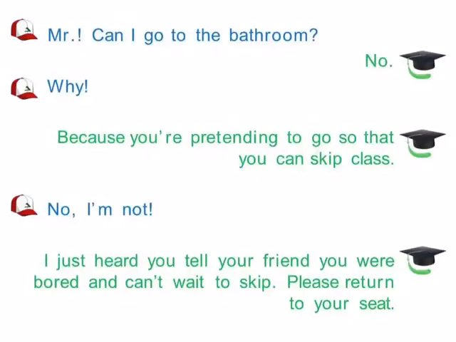So let's look at an everyday example. Take a look at this seemingly common conversation that can occur in a classroom setting. On the left, we have a student trying to ask their teacher if he can go to the bathroom, and on the right, the teacher is not convinced by this request.